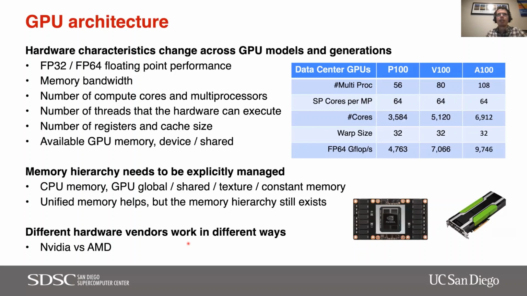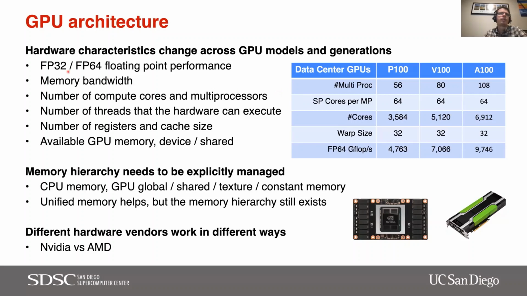Then the hardware characteristics change across GPU models and generations, but in some sense, it's not different than using different CPUs, right? So you write code that should run independently of which generation of GPU you use. I mean, it's not entirely true. Instruction set architectures change, but if you recompile the code, it should run.